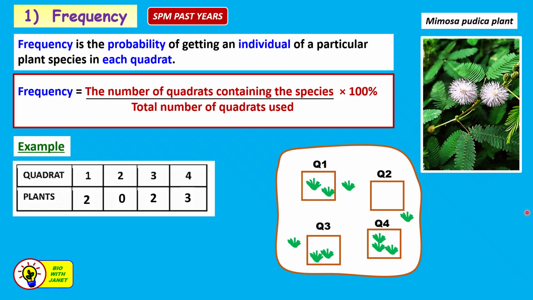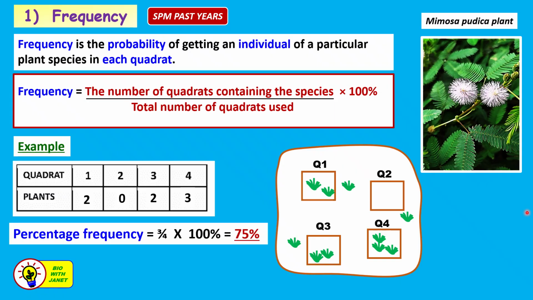So what is your answer? Did you get 75%? The percentage frequency equals 3 over 4 times 100%. That means out of these 4 quadrats, 3 contain the plants, right? Quadrats 1, 3, and 4 have at least 1 plant, and only quadrat 2 has 0 plants. So 3 out of 4 have the plants, so you multiply by 100% to get a percentage. That is 75%. The frequency is 75%.